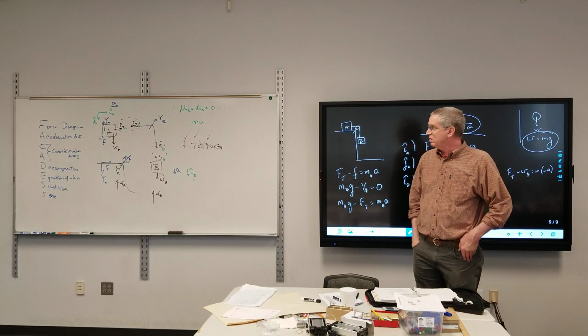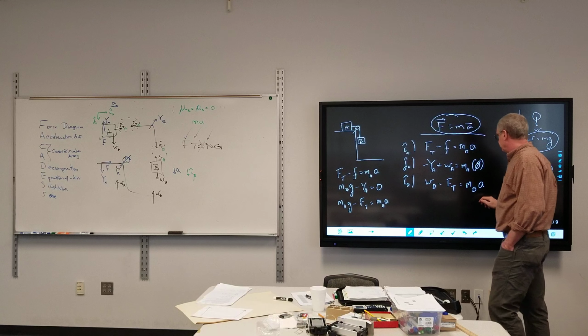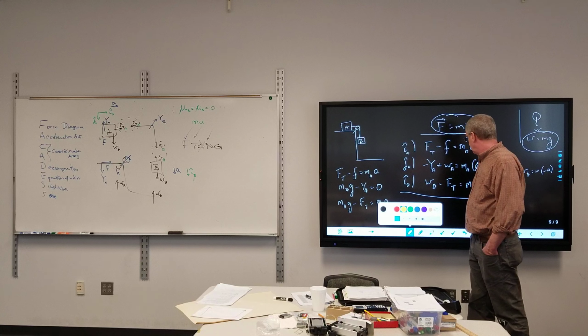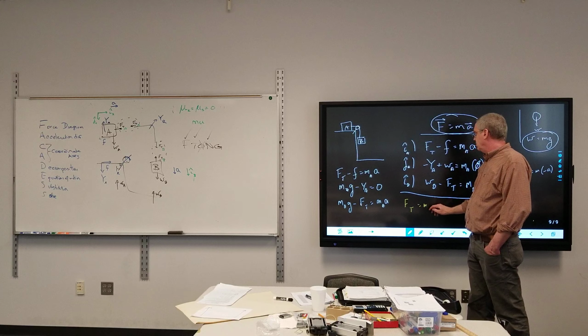So my problem now is this top equation reduces to tension is equal to mass times acceleration, mass of A. So I have tension is equal to M subscript A times A. And then the last equation, I have MBG minus tension is equal to MB times A.